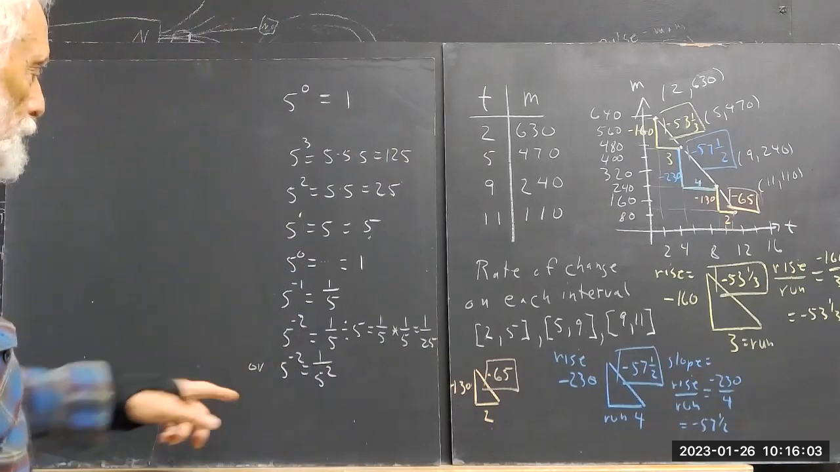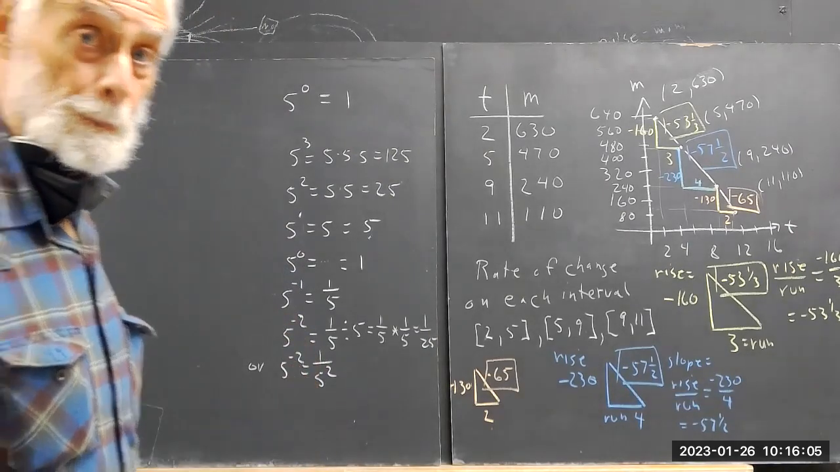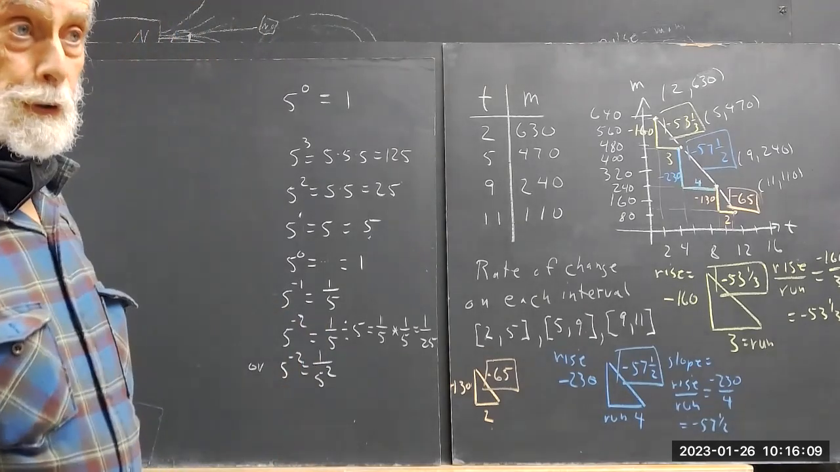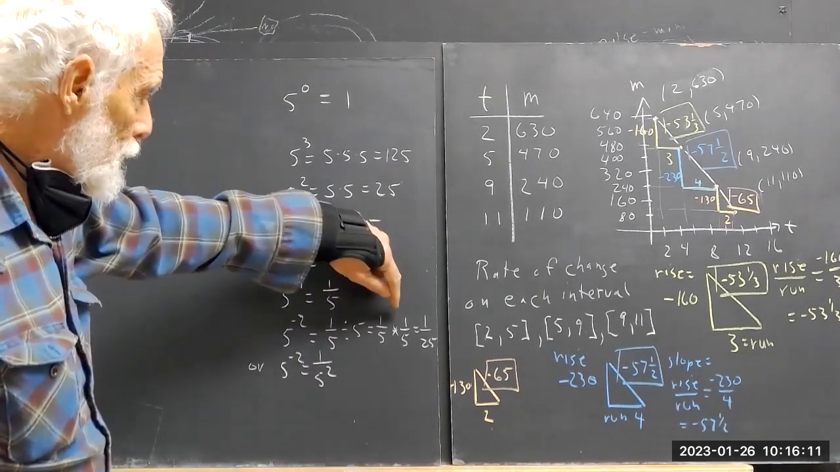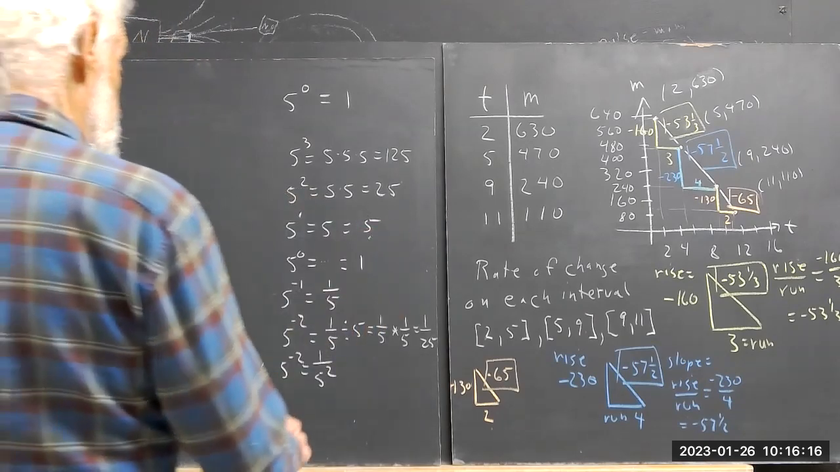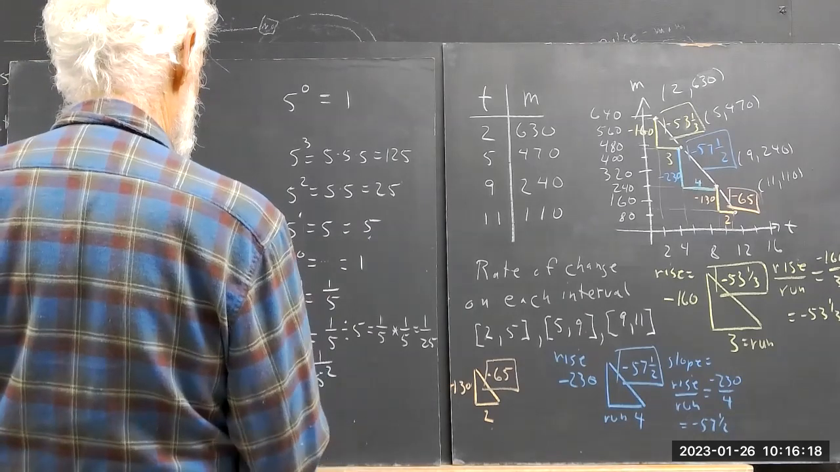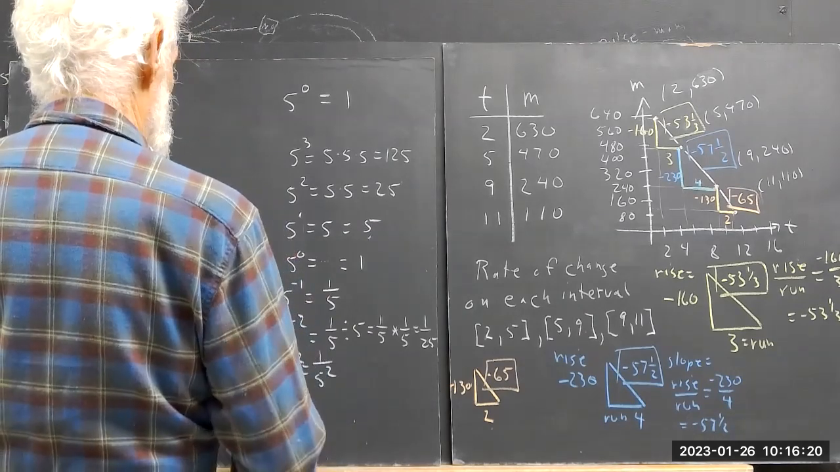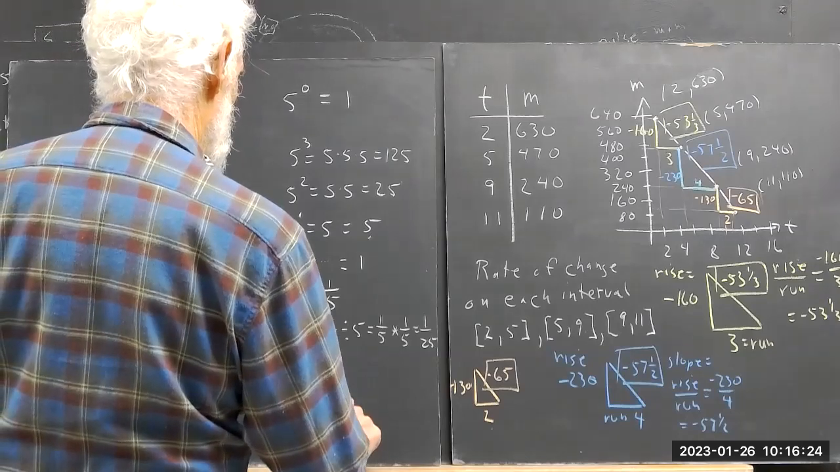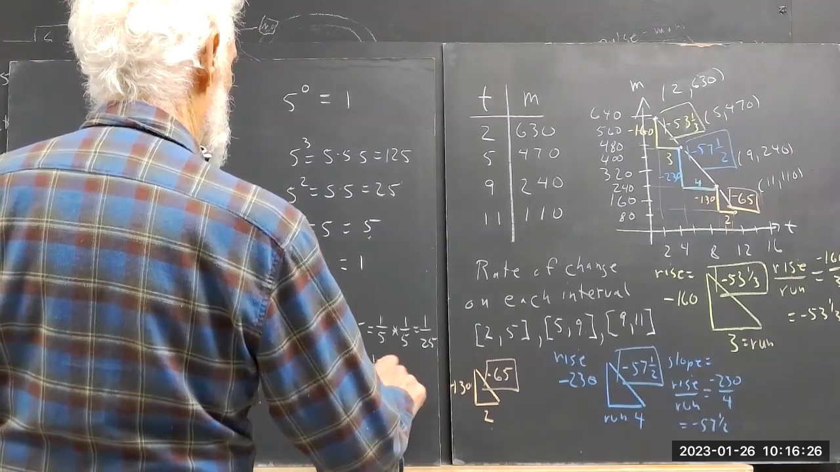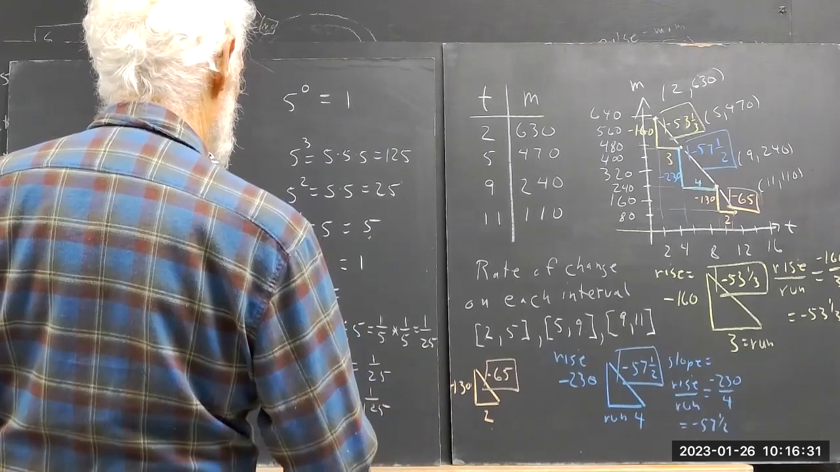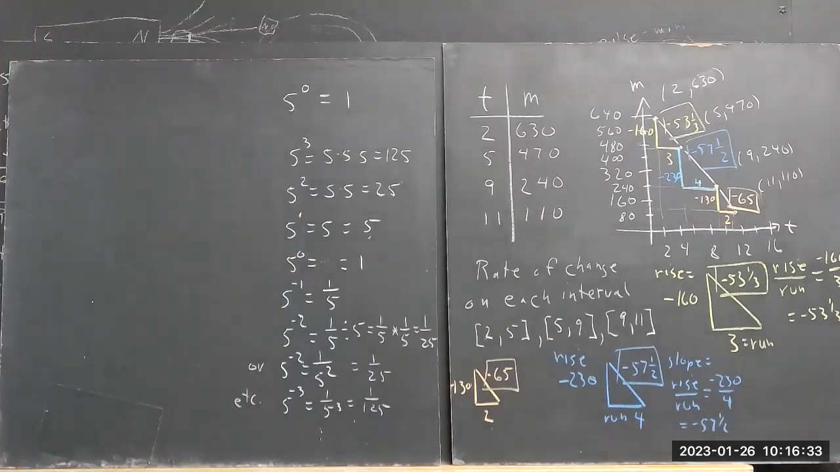It's easier to write 5 to the negative 2 as 1/5 squared. If we divide 1/5 by 5, that's what you're going to get. Okay, that's right here, 1/5 squared, right? And that keeps on going there. Etcetera. 5 to the negative 3 is going to be 1/5 to the third. I could write that, that's 1/25, this is 1/125. And you just keep on going, okay?